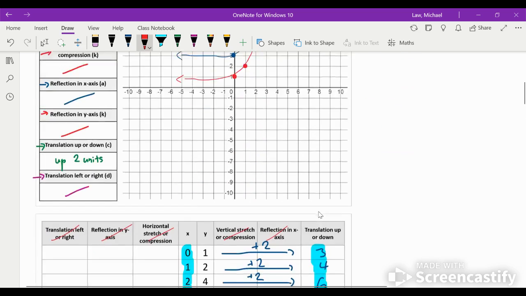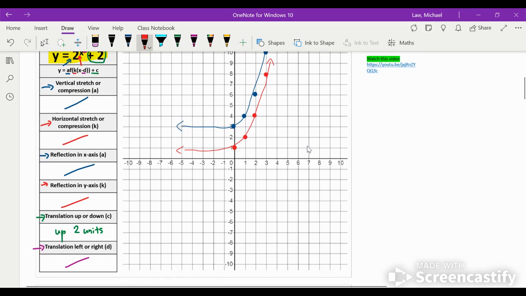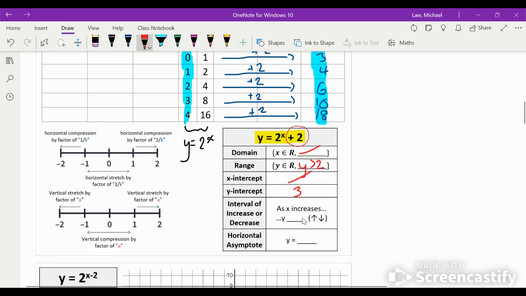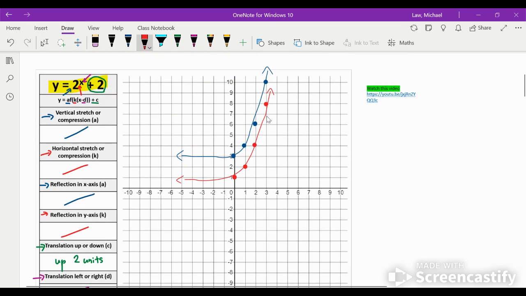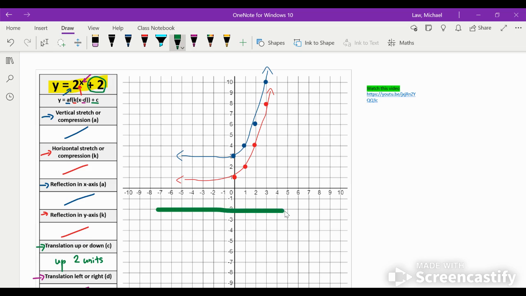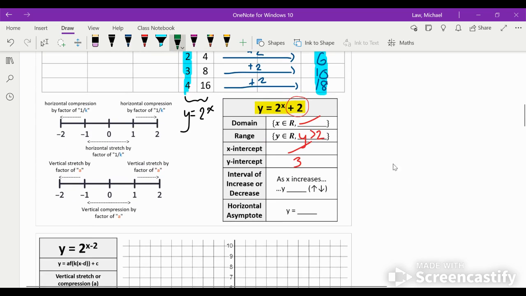There are no x-intercepts. There is a y-intercept. The y-intercept is positive 3. And in terms of the interval of increase or decrease, you can see that as the value of x increases, the value of y increases. So that means it is increasing.